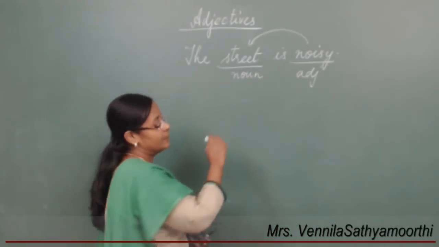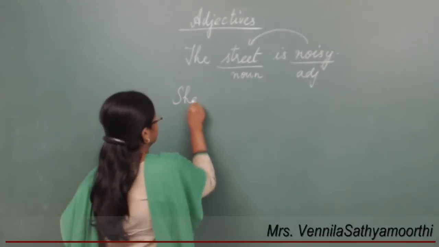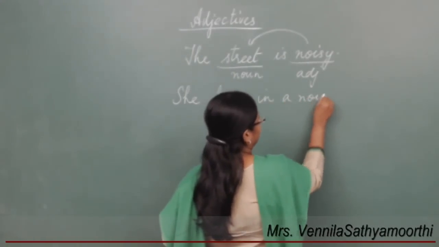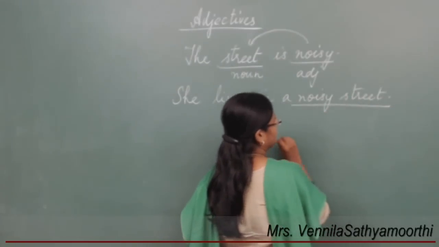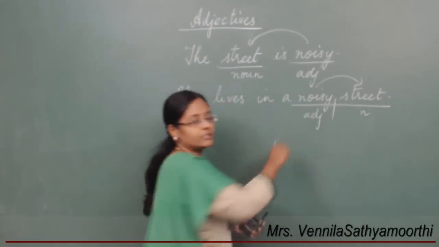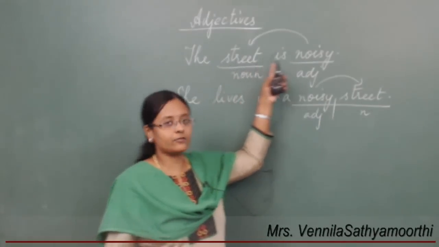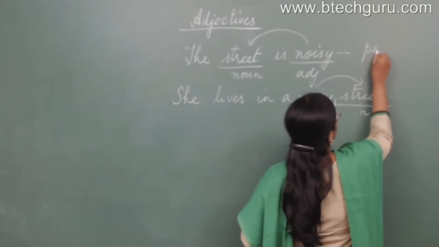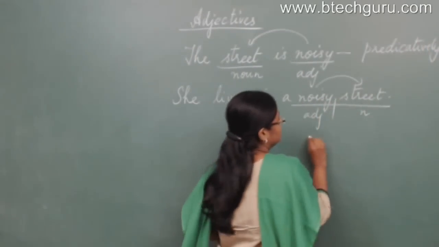And the position of the adjectives can differ. So it can either be placed before the noun or after the noun. She lives in a noisy street. Now here you see, this is the noun, this is the adjective. The adjective precedes the noun here, it comes before the noun, whereas in the first sentence, it comes after the noun. So there is a particular term we give, this is used predicatively. This is used attributively.